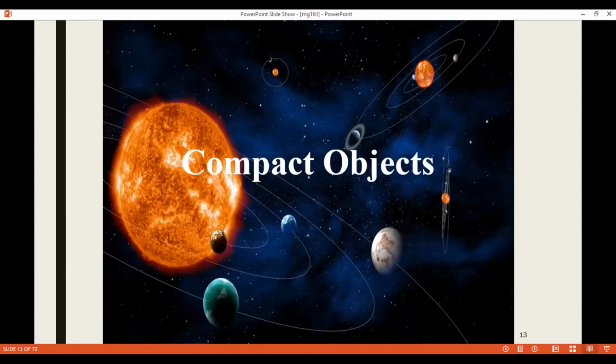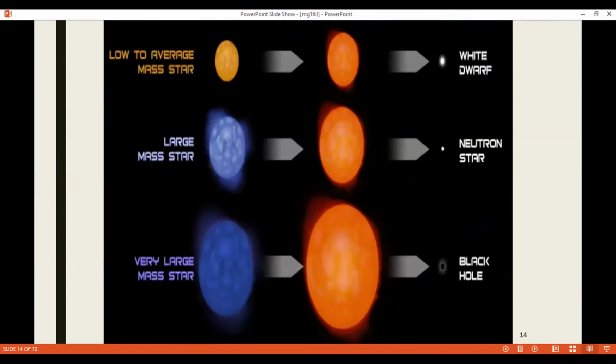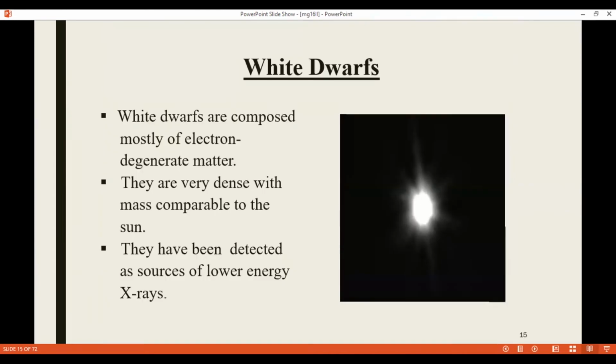Now, a few words about compact objects. When we have a low to average mass star, the result of collapse leads to a white dwarf. When we have a large mass star, we have a neutron star, and when we have a very large mass star, we have a black hole. White dwarfs are composed mostly of electron-degenerate matter. They are very dense with mass comparable to the sun. They have been detected as sources of lower energy X-rays.